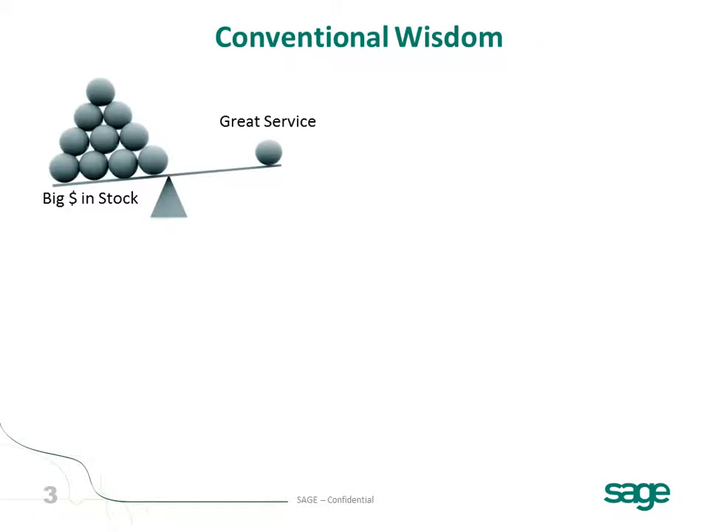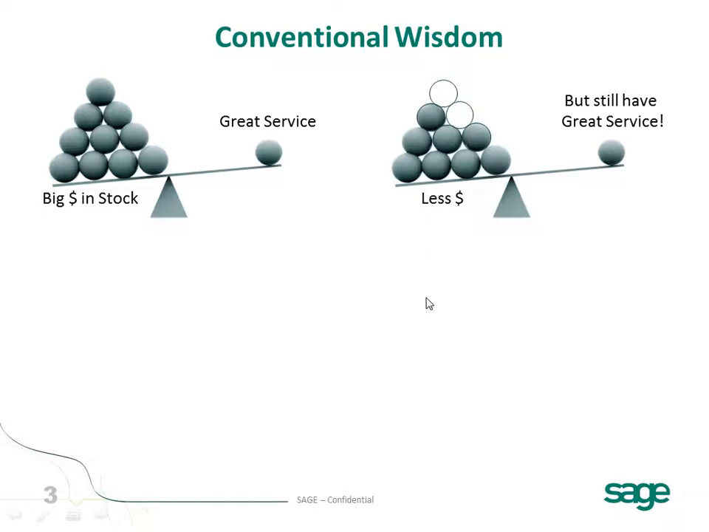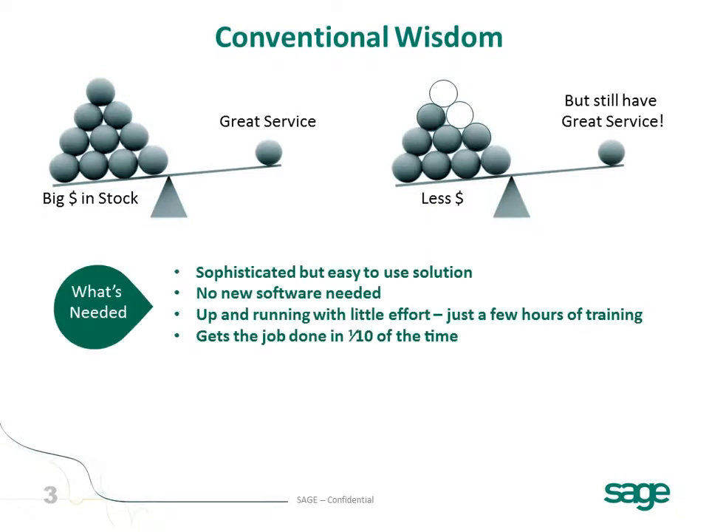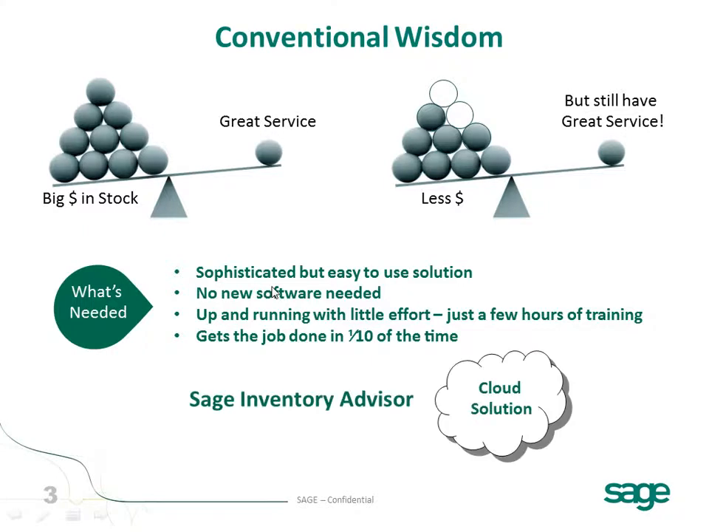The conventional wisdom and issue that we're dealing with here around inventory management really revolves around the following. It's easy to get great service, you just throw a lot of stock at it. The challenge that we've all got is to find a way to actually reduce that stock but still have great service. And in order to do this, we've got to introduce a product like Sage Inventory Advisor that is a sophisticated but easy to use solution where you don't need to install a whole lot of new software and can get this up and running with very little effort and just a few hours of training. It needs to get the job done in a tenth of the time. And that's where we're positioning Sage Inventory Advisor as an add-on cloud solution into the existing environment.